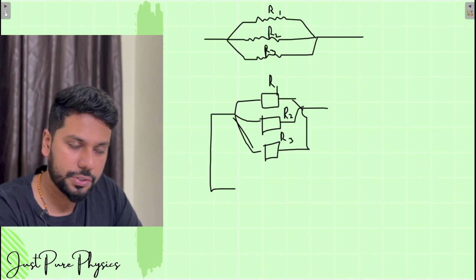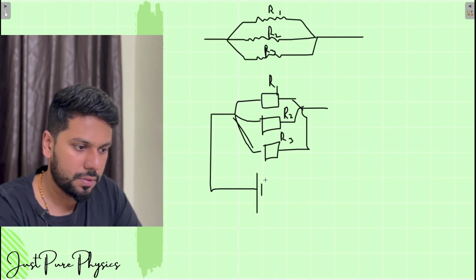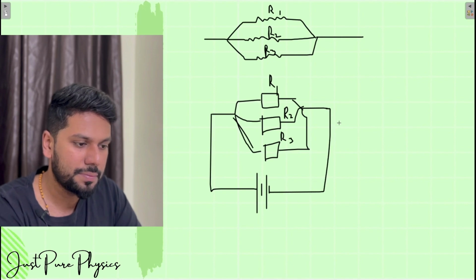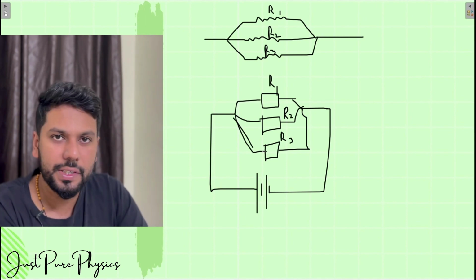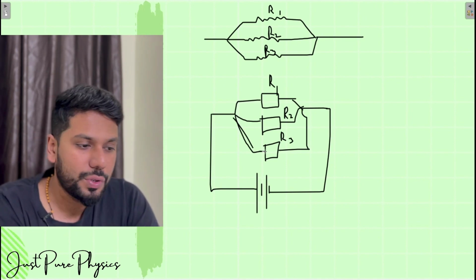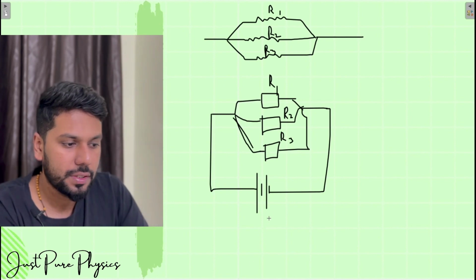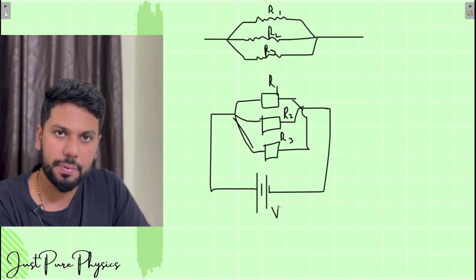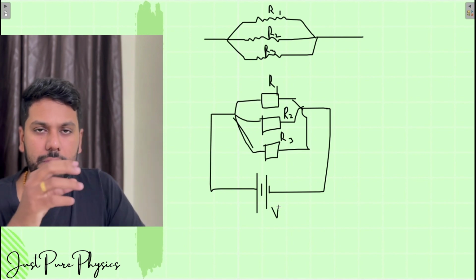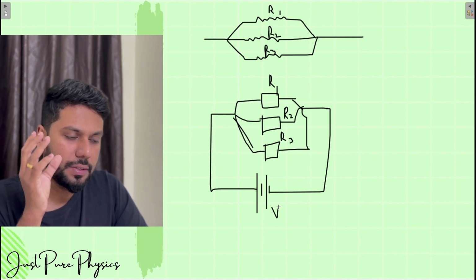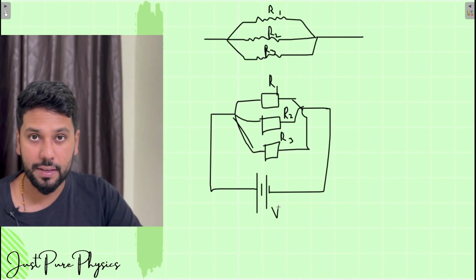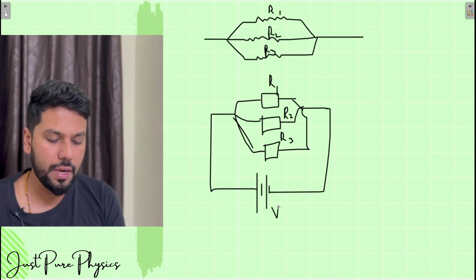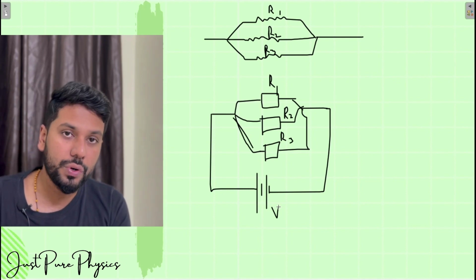Now I'm connecting it to an external battery, because I need to connect it to an external battery or else the current is not going to flow, isn't it? Now, the specialty of this particular connection is that if I apply a battery of voltage V externally, all the resistors in parallel will have the same voltage. R1, R2, R3 are going to have the same voltage.